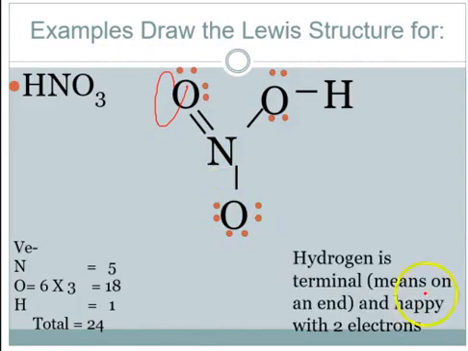Remember, hydrogen is a terminal element, which means it is on the end, and it's happy with just the stick of 2 electrons. So don't give it any more than 2 electrons. Don't borrow and have hydrogen have any more electrons than 2. Okay, go ahead and do some practice problems.